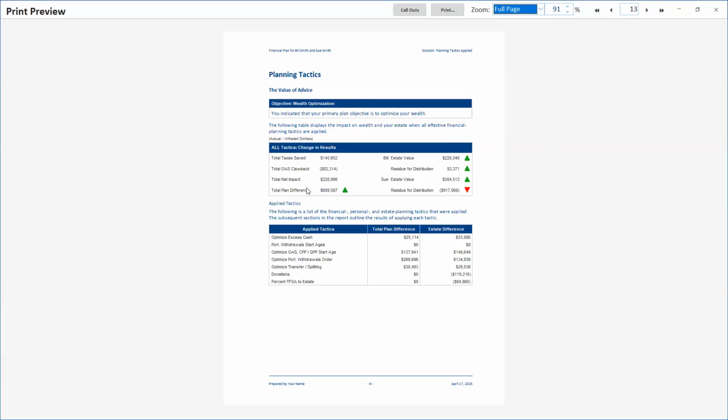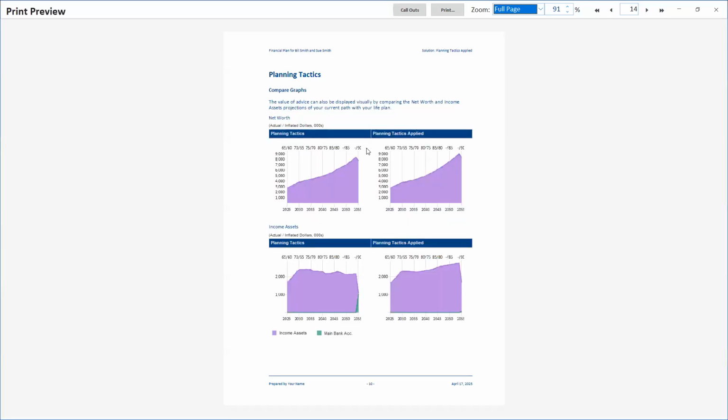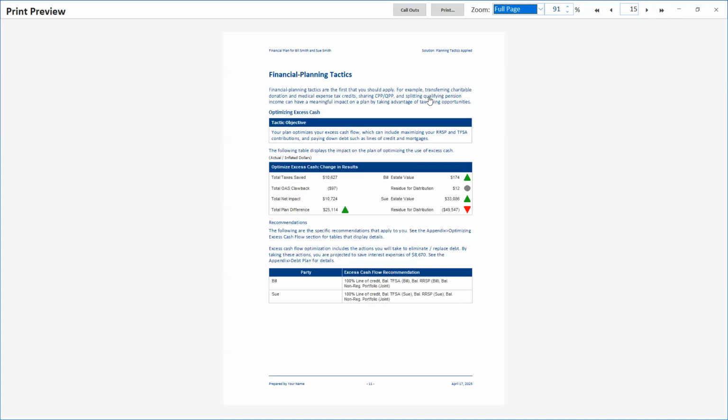And what this says is taking all of the planning tactics and applying them has improved the plan by $609,000. It's improved the estate by $300,000. It then itemizes all the tactics that we applied, shows the impact on the wealth part of the plan, and shows the impact on the estate difference. And then what the software does is it does a graphical comparison. So not a big change in net worth, but a significant change in income assets, which is what we wanted to focus on. And then as we go through, it will talk about each tactic.